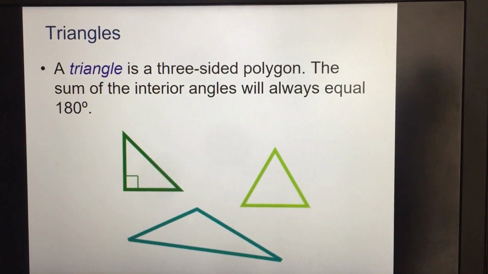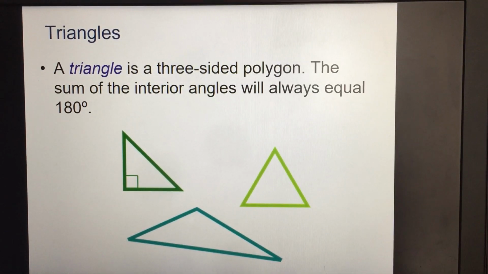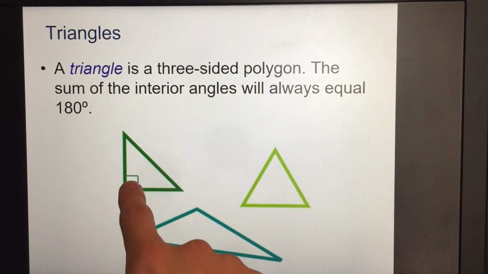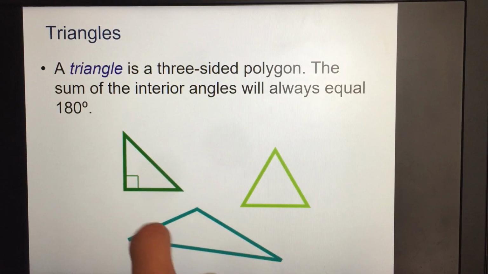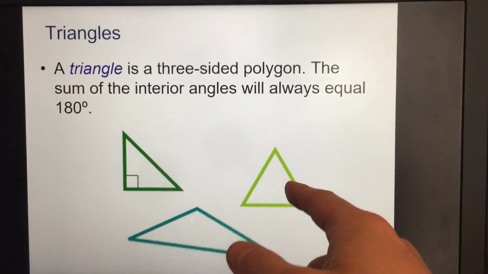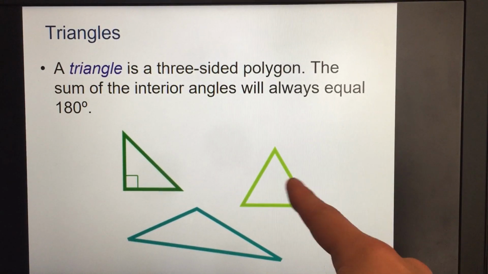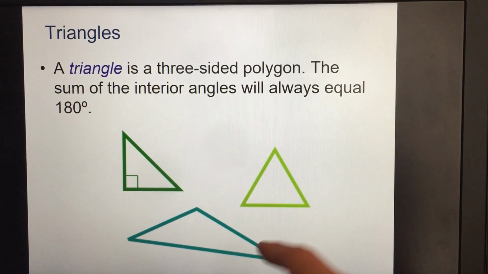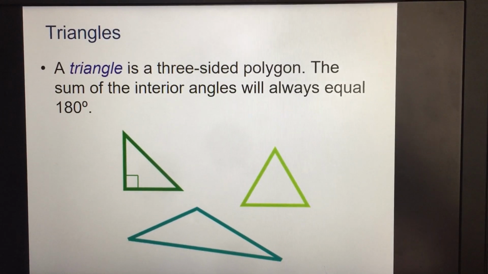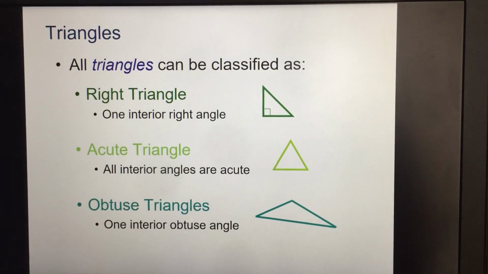So a triangle is a three-sided polygon, and the sum of the interior angles will always equal 180. So, for example, this is a 90. If it was equal this way and equal that way, that'd be 45, 45, 90. Or you could have a 30, 60, 90. Or over here, every angle would be the same. Here, one of your angles is going to be obtuse, and then you have two acute angles. This is all three acute angles. But you add all the angles together, and they will always equal 180.